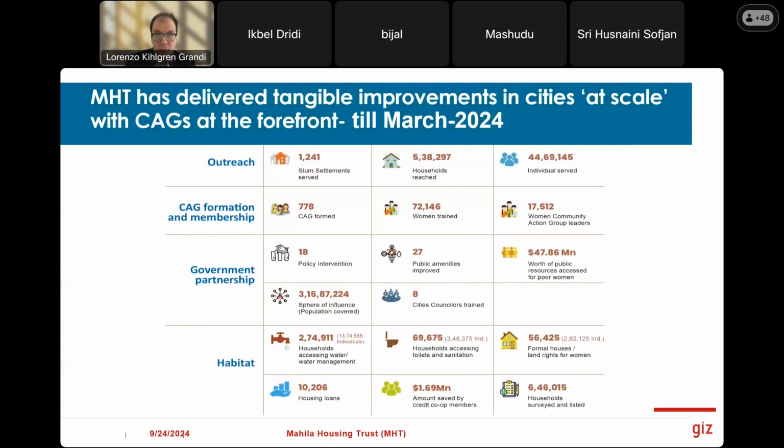So this is the impact. We have almost impacted 4.5 million women, reaching at scale till March 2024. I was given only 5 minutes and I think I have completed. I think I've tried to complete within the 5 minutes, giving you the crux of our work.